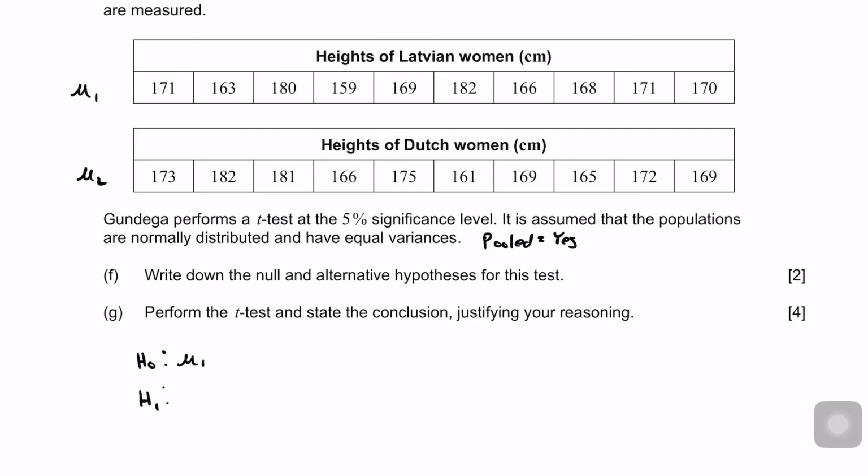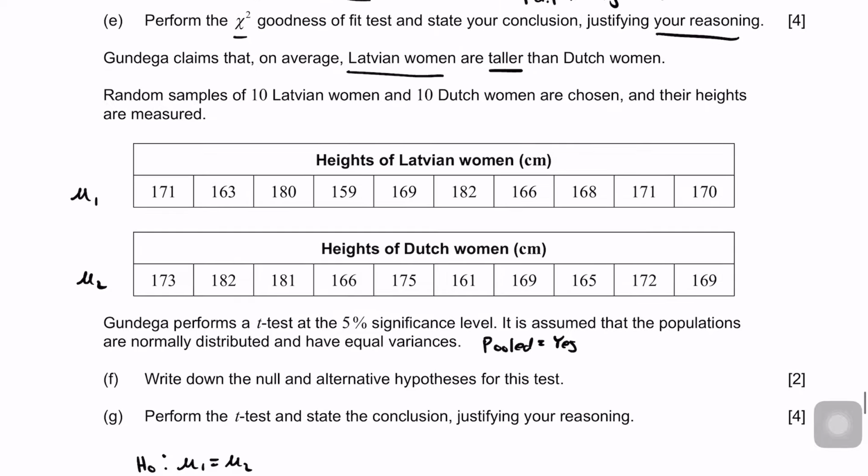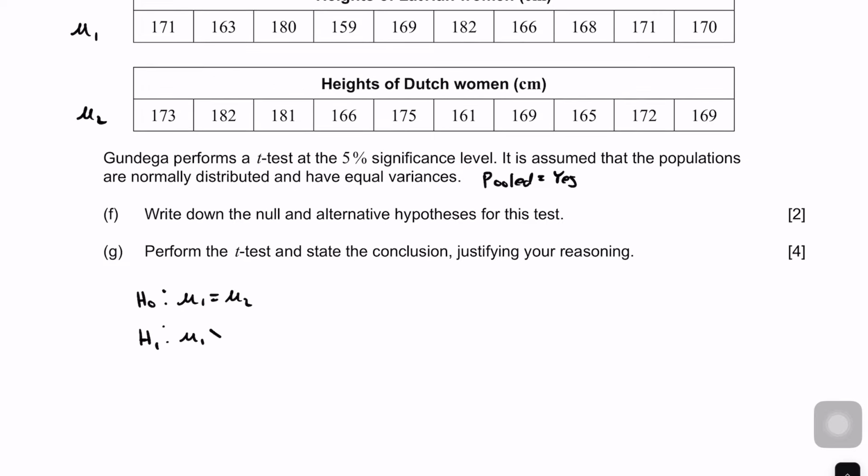The null hypothesis is always status quo. Null, like zero, is status quo, no difference. It's the alternative that is more significant, that matters. So in this case, what is the comparison between mu1 and mu2? Gundiga claims that Latvian women, which we represented as mu1, are taller than Dutch women. So mu1 greater than mu2. That's all we need. There it is for part F.